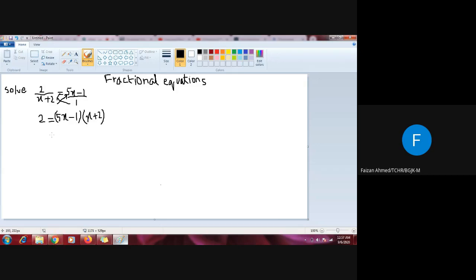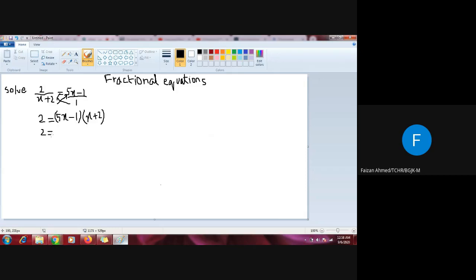Now I can clearly see that on multiplying these two, I will have a quadratic equation. And I know how to solve a quadratic equation. I will be using the quadratic formula to solve that. I have some more questions on the quadratic formula for more practice. So now I will just simplify it.